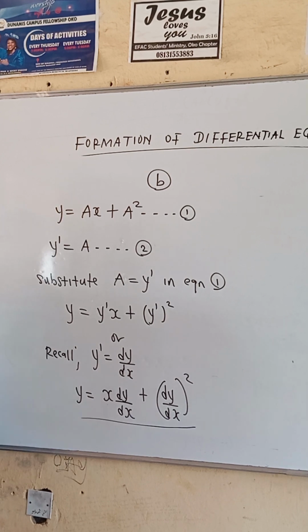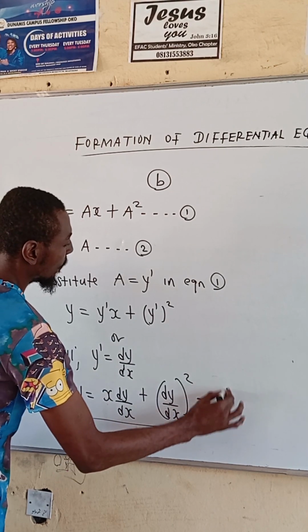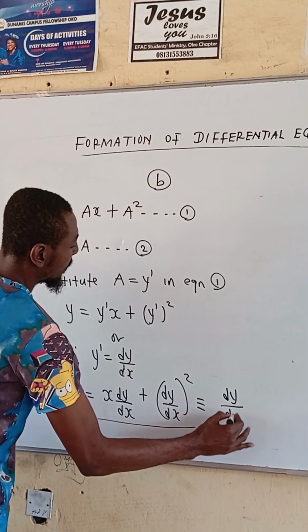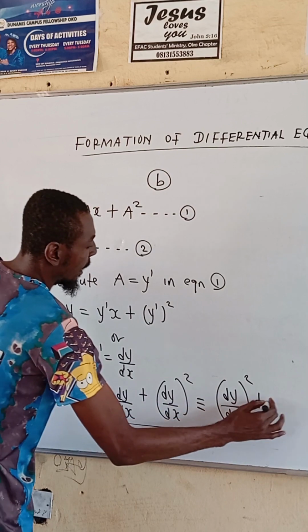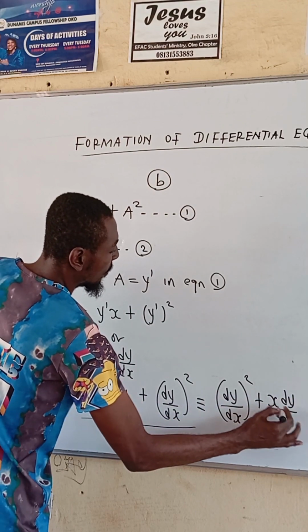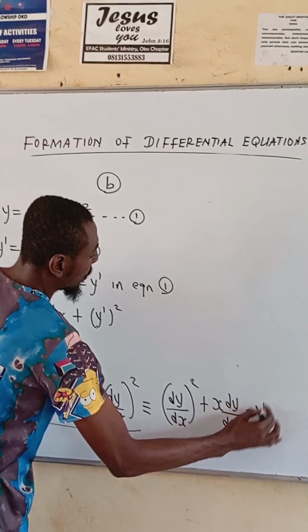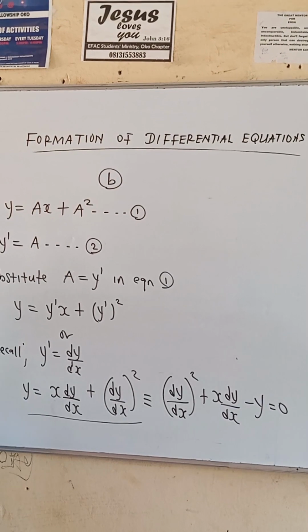One can decide to rearrange it. If you wish to rearrange it, you can say that this is equal to dy over dx all squared plus x dy over dx, then plus y crossing, minus y equal to 0, depending on how you want to arrange it, but that's the solution.